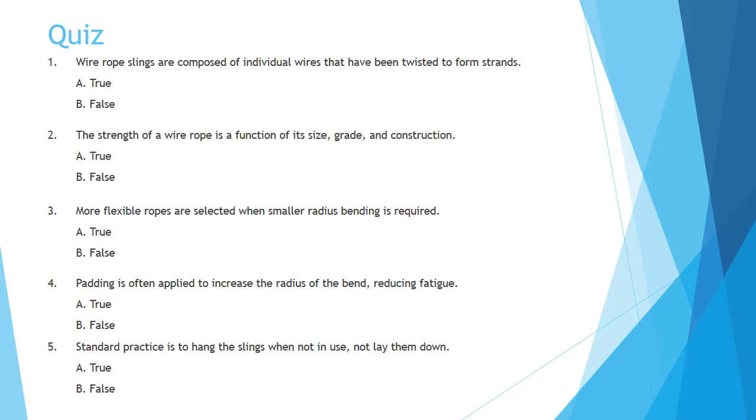3. More flexible ropes are selected when smaller radius bending is required. A, true, B, false. 4. Padding is often applied to increase the radius of the bend and reducing fatigue. A, true, B, false. 5. Standard practice is to hang the slings when not in use, not lay them down. A, true, B, false.